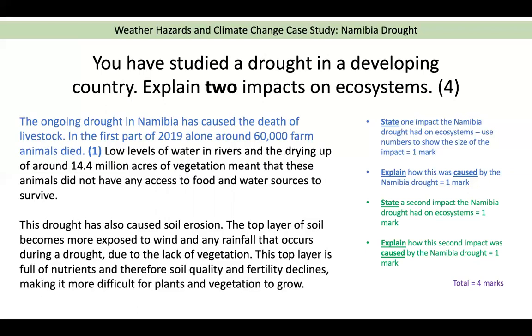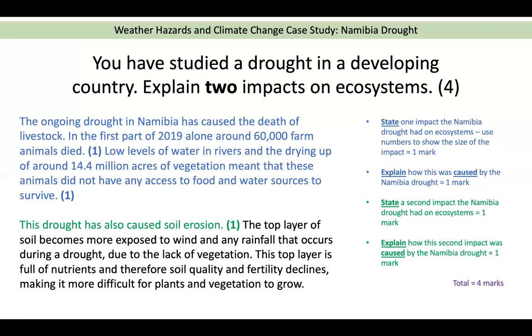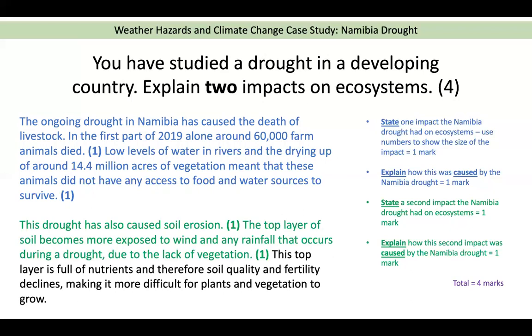So there's my first mark. I've stated my first impact. There's my second mark. I've explained what caused that impact, how the Namibia drought caused that impact. In green is my second impact, okay? So that's where I get my 3rd mark. And then finally, I've explained how soil erosion is caused by drought in Namibia. And then that bit in black is just a little bit of extra information. You'd probably get your 4 marks from the blue and the green that I've highlighted there.